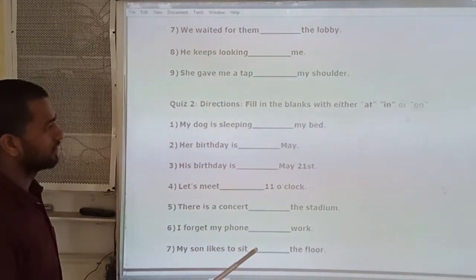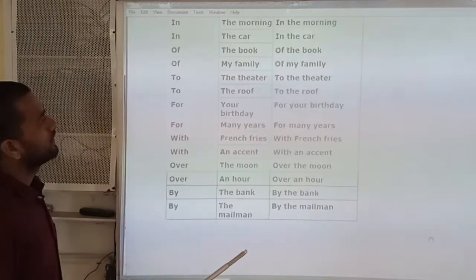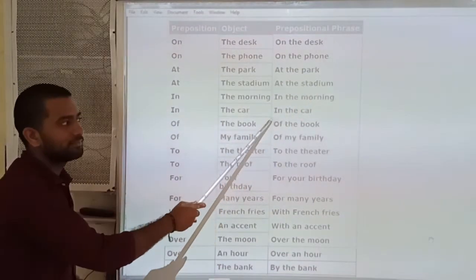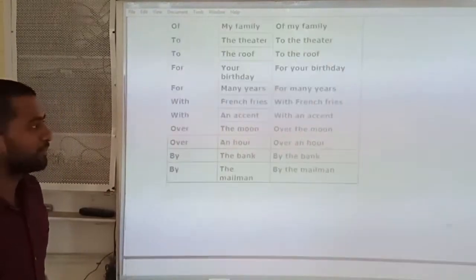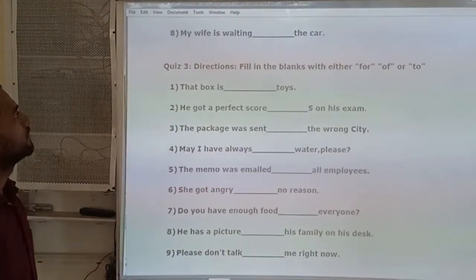Just a minute, there is some confusion. Okay. See here, prepositional phrases: at the park, at the stadium, in the car. So these are just important prepositional phrases. Next, look at quiz number 3.